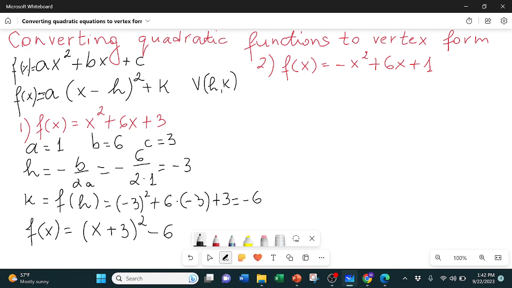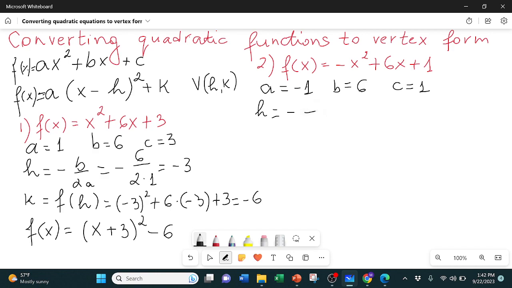Now let's take a look at the second example. f of x equal negative x squared plus 6x plus 1. Again, let's identify a: a is negative 1. b is 6. And c is 1. And let's calculate h and k.